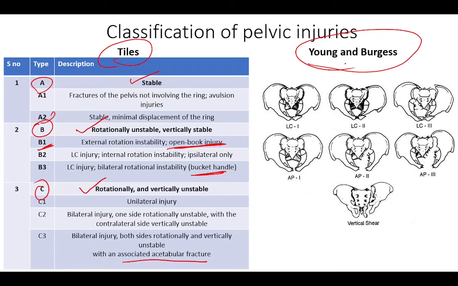Young and Burgess, on the other hand, classified their fractures based on the force which was being applied, such as lateral compression, antero-posterior compression, vertical shear, and mixed. These are also based on the increasing severity of trauma.